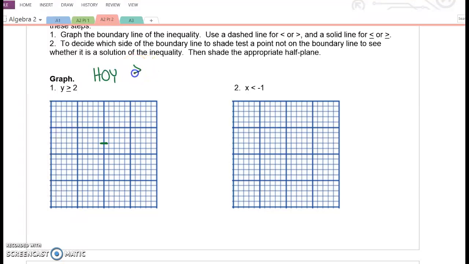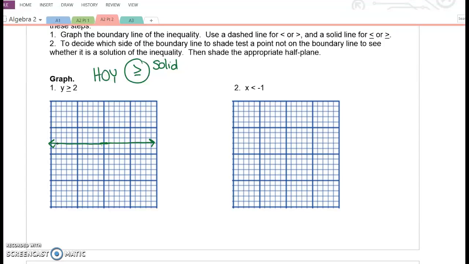Now if we have this symbol, this is the greater than or equal to symbol. Is this symbol going to tell us to draw a solid line or a dashed line? Solid line. A solid line is like a shaded line. The boundary line is part of the solution, so the boundary line is shaded. So we're going to draw in a solid horizontal line.